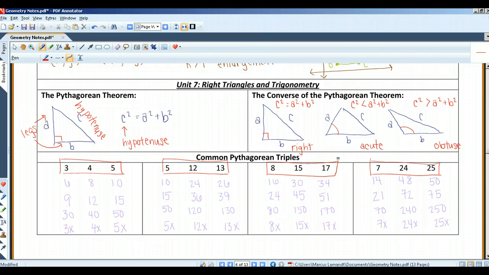You may find it helpful to memorize the basic Pythagorean triples, the ones that I've boxed for you, because they have a tendency to appear on tests, especially the CST that you'll be taking at the end of the year.